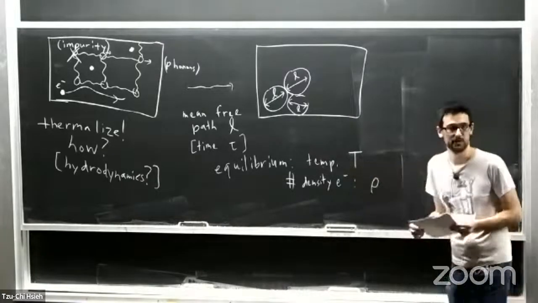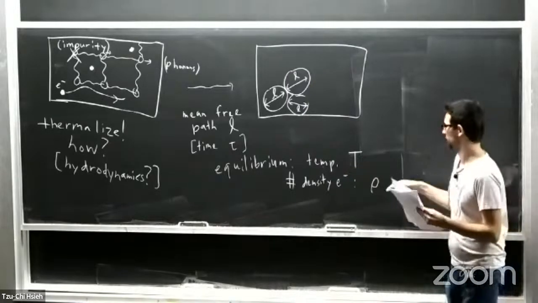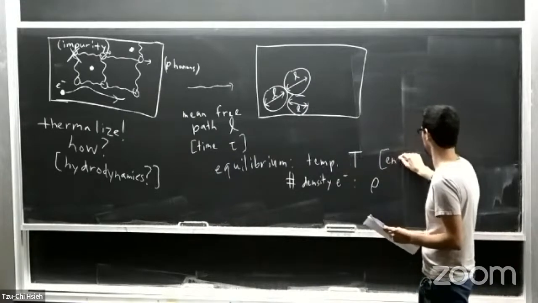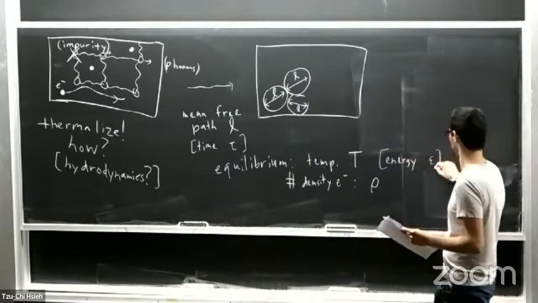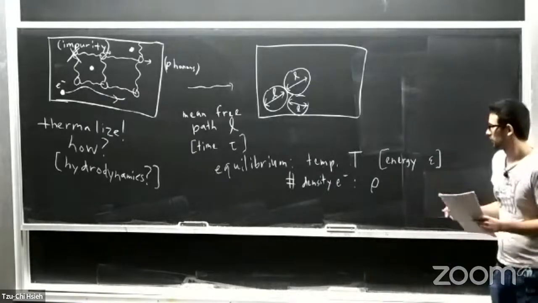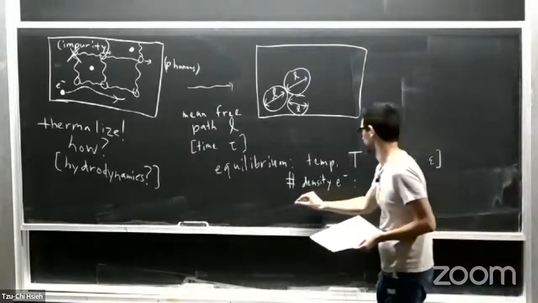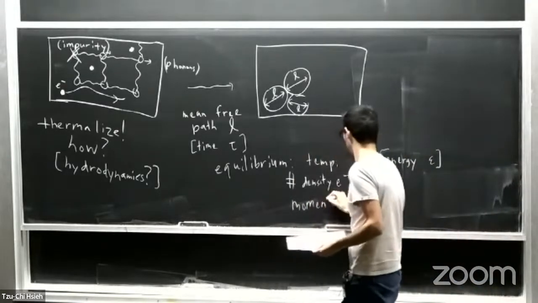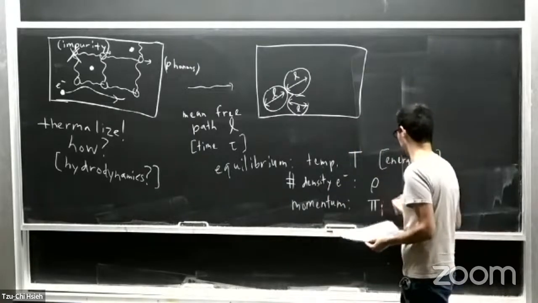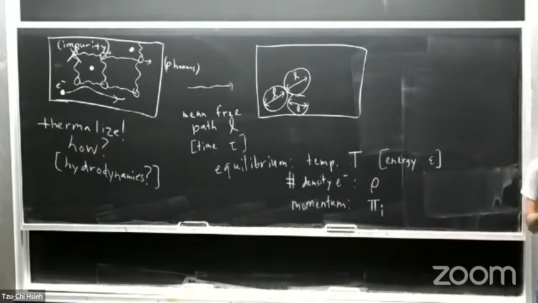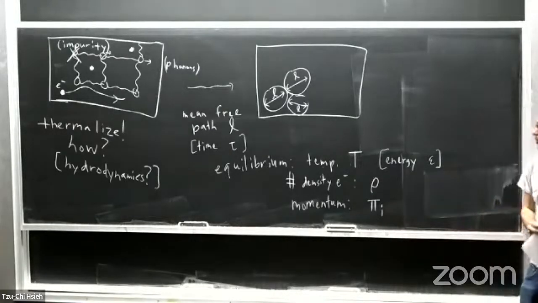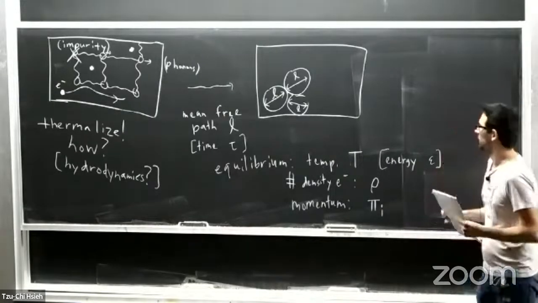Temperature T is the dual, in thermodynamics, to energy conservation, so I could equivalently think of energy density epsilon if I wanted. And then we might also throw in here the momentum density of the system, which I'll denote with little pi and a vector index, because momentum is a vector. We'll come back to this assumption a little bit later, but let's run with it for the moment.